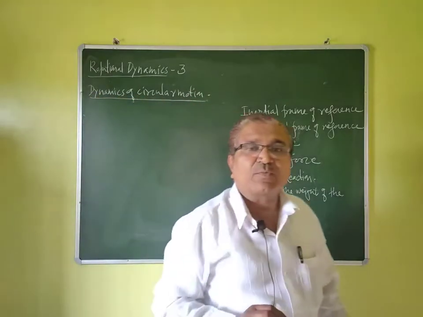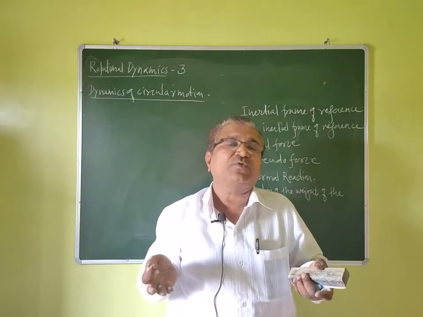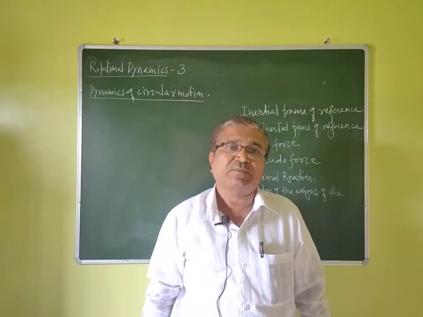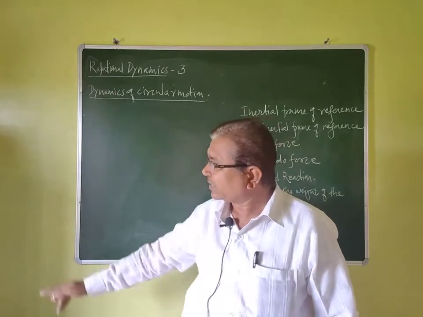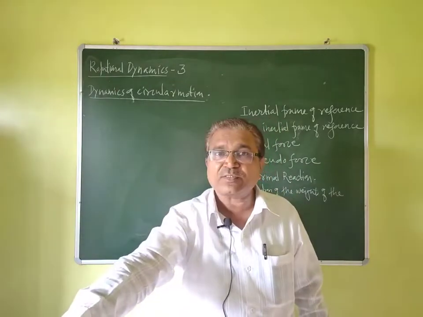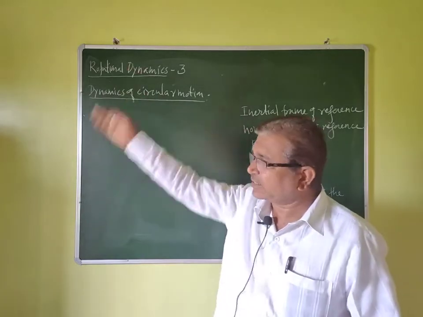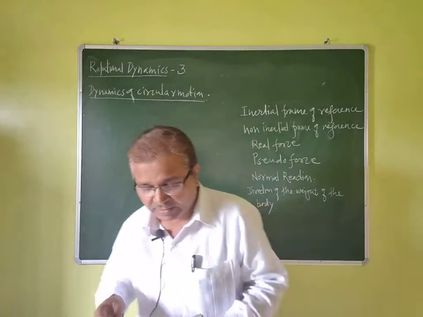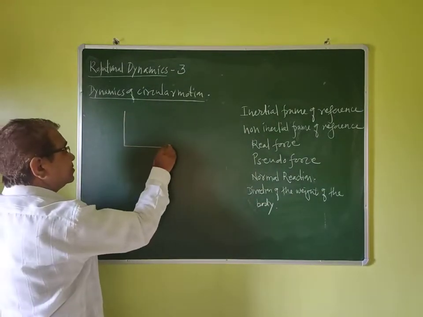So what is an inertial frame of reference? I am delivering a lecture in front of you. So this hall is also called an inertial frame of reference. This hall has 3 axes: this is the x axis, this is the y axis, and this is the z axis, whatever it may be. That frame has axes like this.